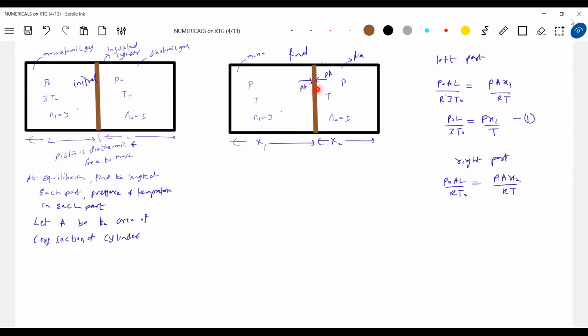Now your task: one of the best questions is why pressure should be same. Finally, equilibrium is achieved. Net force should be 0 on the piston. So pressure should be same. Go back to the fluid statics. It's a fluid. This gas is a fluid. The pressure into area will be the force. Pressure into area will be the force. So this will be P naught L.